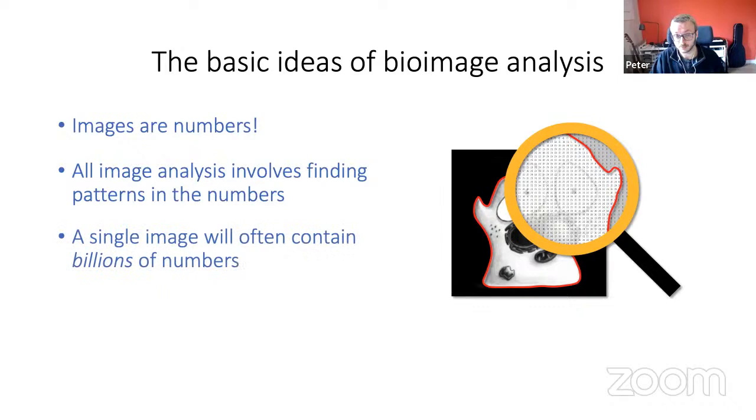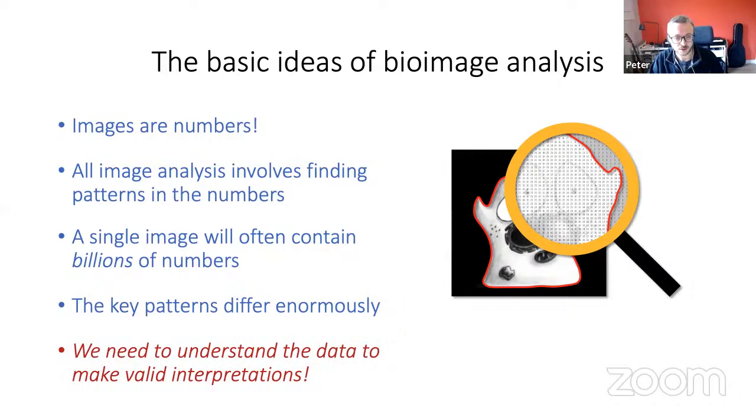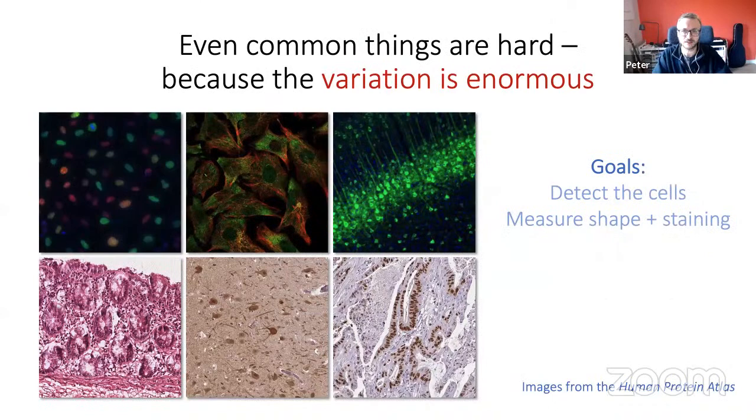But one of the things that makes it difficult is a single image will contain billions of numbers, and also the key patterns can differ enormously. And we need to understand the data as well to make valid interpretations of it. Variation is really the biggest challenge. Even if I just take something that seems like it should be straightforward, detecting cells in an image, that's something that I've encountered throughout my career. The computational challenge varies depending upon what sort of image you've got, what the cells look like, and it can be completely different in terms of the pattern finding challenge.